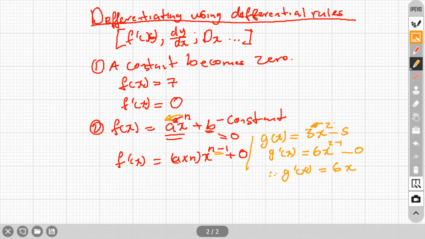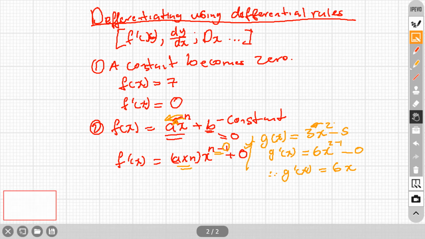So remember guys, when you are asked to differentiate, the power will first multiply the coefficient of the variable, and after multiplying the coefficient, you are going to subtract 1 from the power, and whatever constant you have becomes 0. So that is rule number 2. So let's move on to rule number 3.